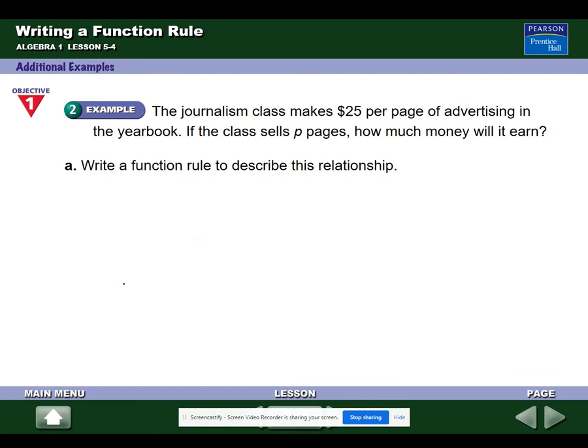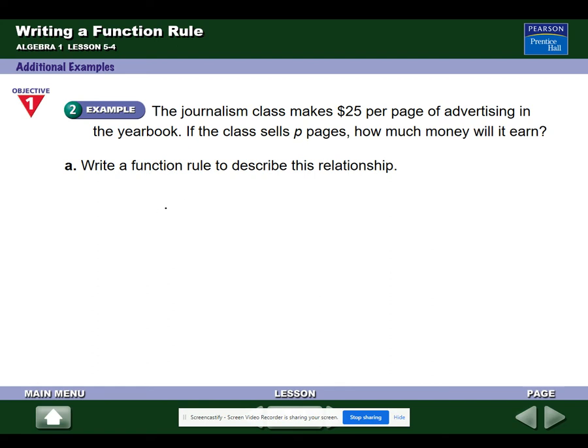Okay, next example. It says the journalism class makes $25 per page of advertising in the yearbook. If the class sells p pages, how much money will it earn? Part A says to write a function rule to describe this relationship. Well, that would just be $25 per page. So they want to use p for pages. It doesn't really say what to use for how much money we've made.